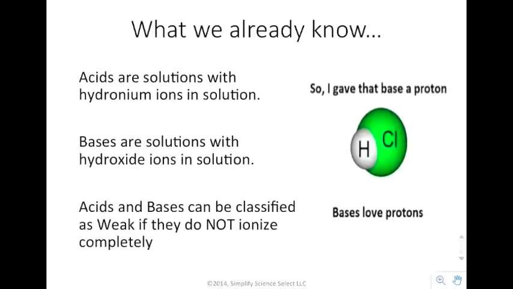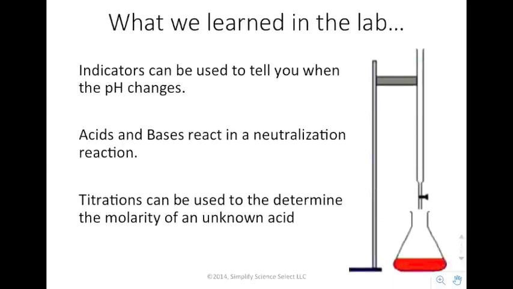So what we already know: acids are solutions with hydronium ions, bases are solutions with hydroxide ions, and acids and bases are classified as weak if they do not ionize completely. And what we learned in the lab is that indicators can be used to tell when the pH changes.